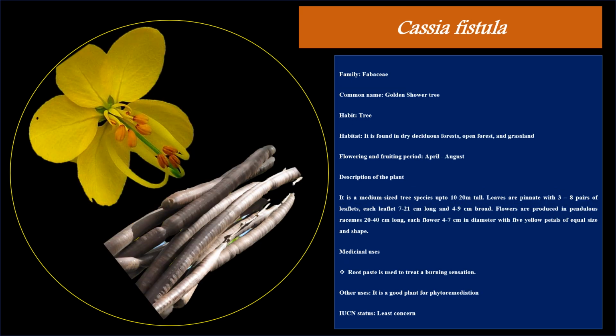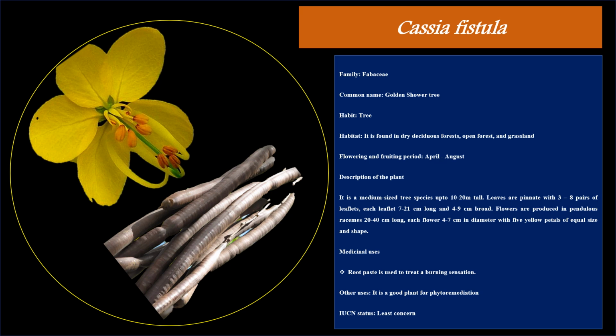Then comes to our Cassia fistula. So Cassia fistula, the family is Fabaceae, and the common name is golden shower tree. So the name itself shows its character. So as you can see, it is a tree species, and it is mostly found in dry deciduous forest or open forest and grassland areas. Sometimes grassland areas, I can say, but mainly the open forest and dry deciduous forest areas.